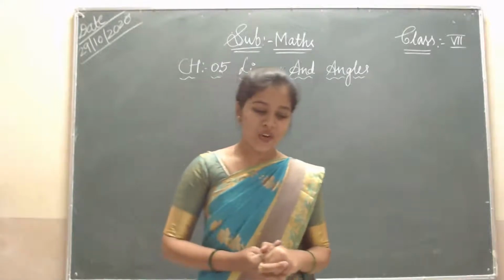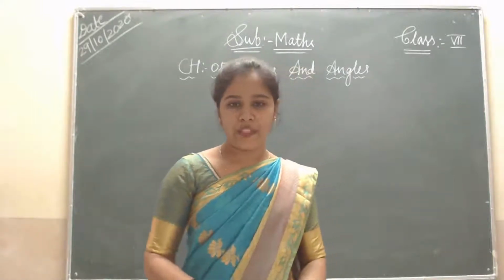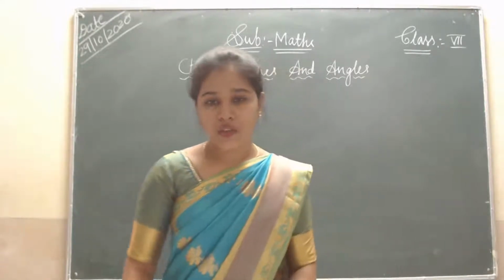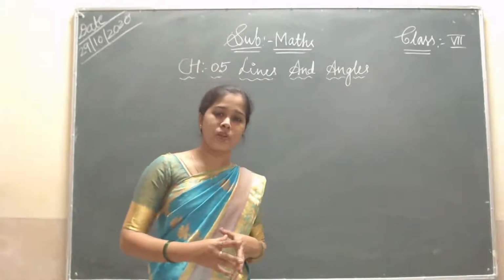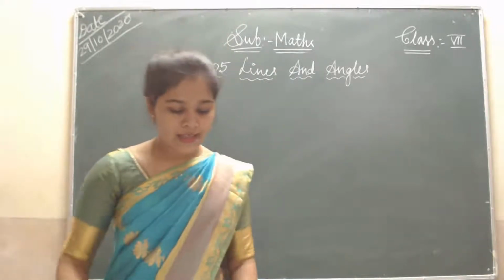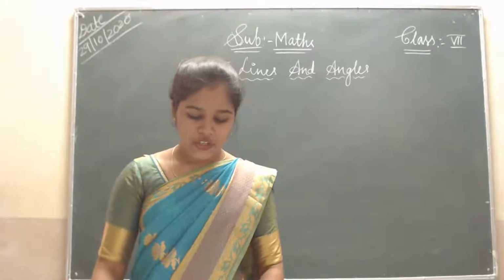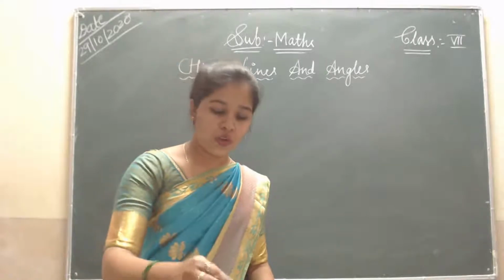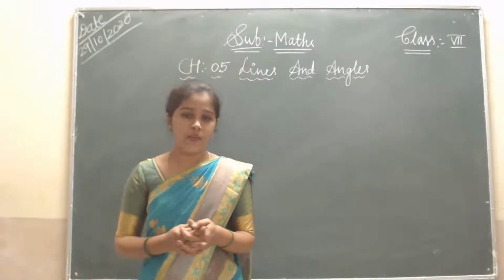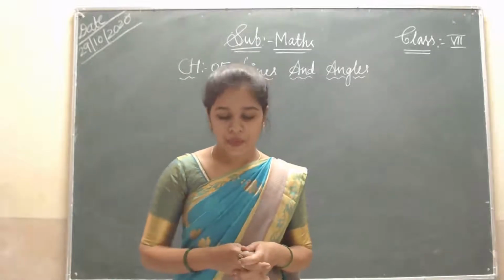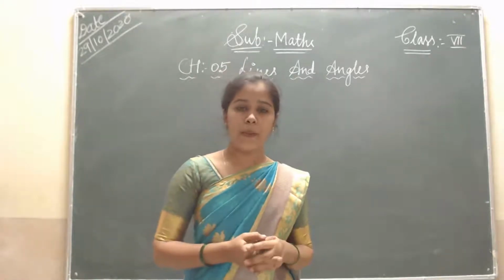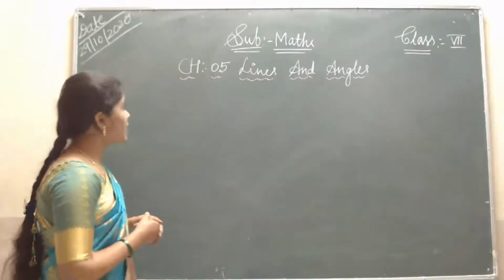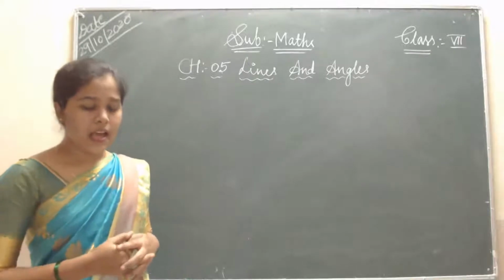In the last class, we completed our fourth chapter, simple equations. In that, we solved many problems and exercises based on lines, angles, equations, how to make an equation and how to solve it, how to find the unknown variables. We studied this in the previous chapter, simple equations. Now we will start a new chapter, the fifth chapter, lines and angles.